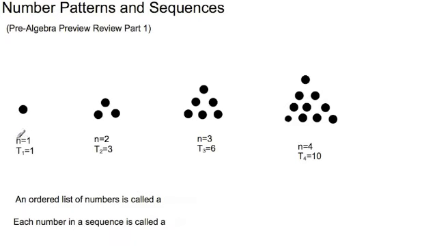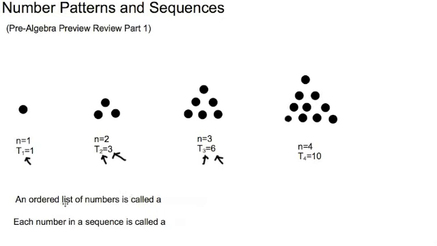But if you look below, you'll see n equals 1, n equals 2, n equals 3, n equals 4. Those n's represent the pattern number. So pattern number 1 has 1 dot. Pattern number 2 has 3 dots. Pattern number 3 has 6 dots. Pattern number 4 has 10 dots. And T sub n, sub being that subscript, represents the number of dots in each pattern. So in the second pattern, you have 3 dots. Pretty fancy if you think about it. Third pattern, 6 dots, so on and so forth.